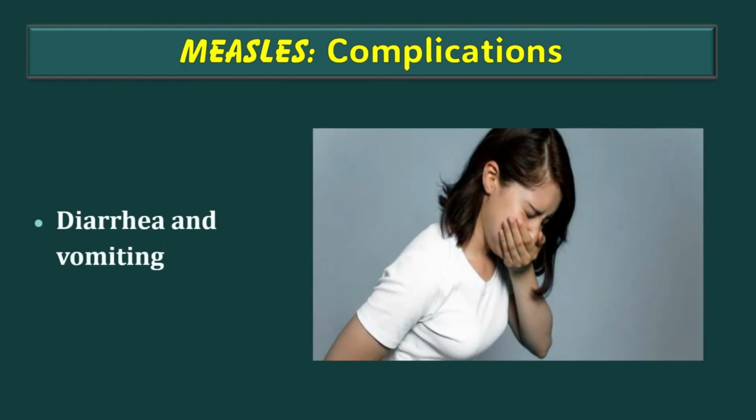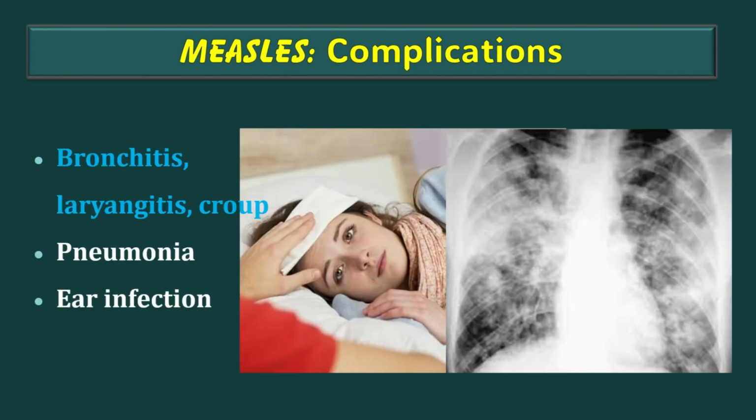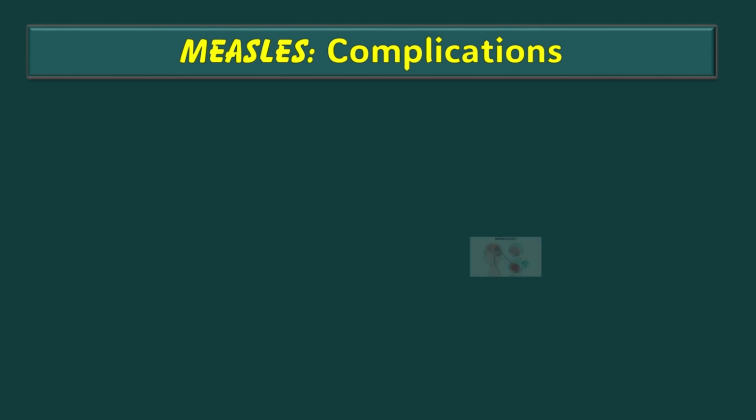Complications are many and some are dreaded complications. Most common are diarrhea and vomiting. Other complications: bronchitis, laryngitis and cough. The chest X-ray appears pneumonic. There are white patches inside the chest, and there is respiratory distress, and there may also be ear infection.